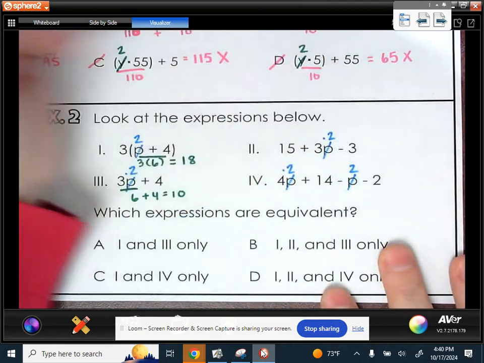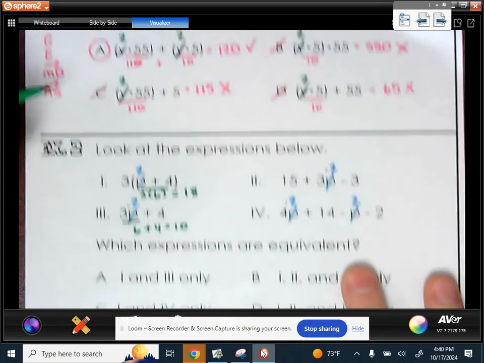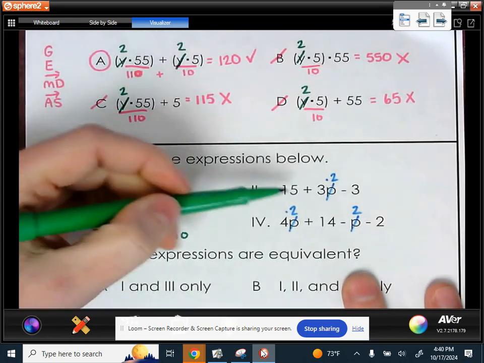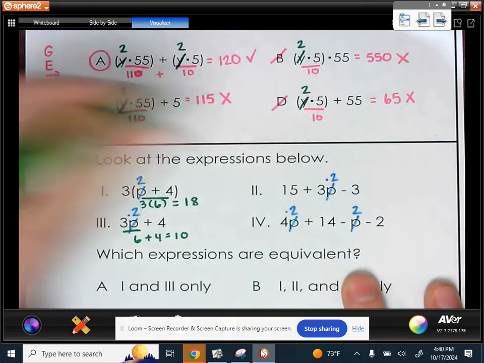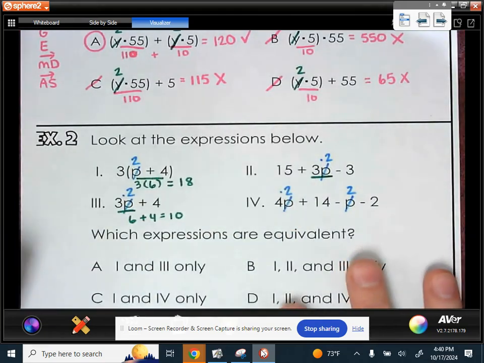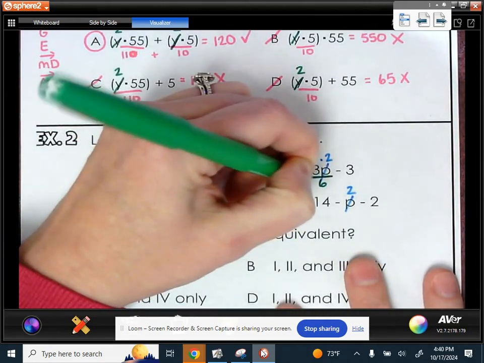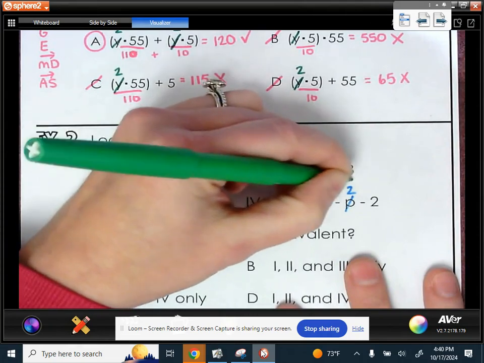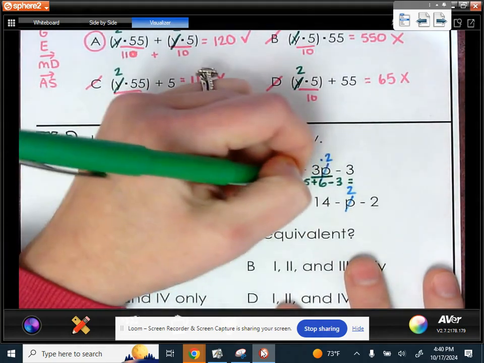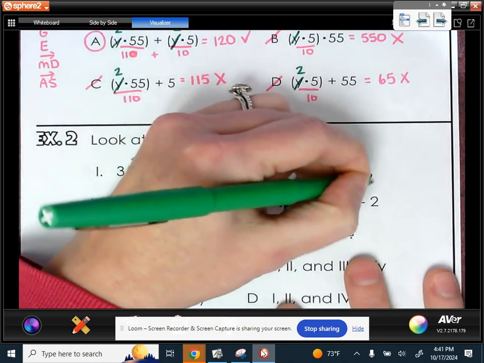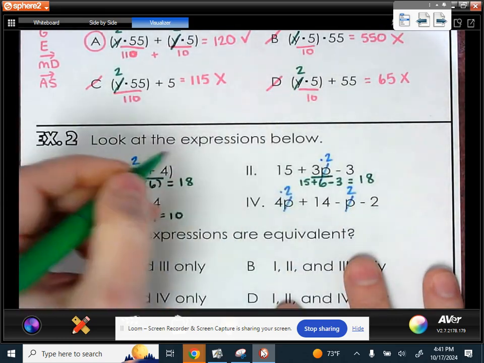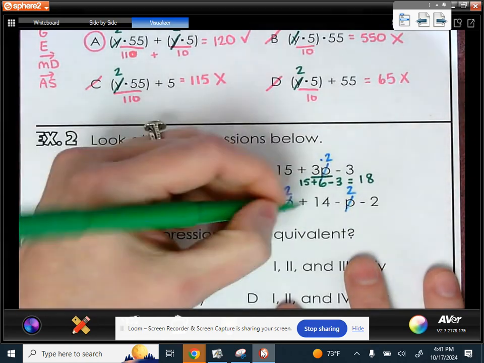Okay, in this one, again, you do have to make sure that you're following your GEMDAS steps. So there's no grouping symbols or exponents here, but multiplication and division always come before adding and subtracting. So we have to start with the 3 times 2, which is 6. Then we can do the adding and subtracting from left to right. So 15 plus 6 is 21, and 21 minus 3 is 18. So now we know those 2 are equivalent. We can test out the last one.